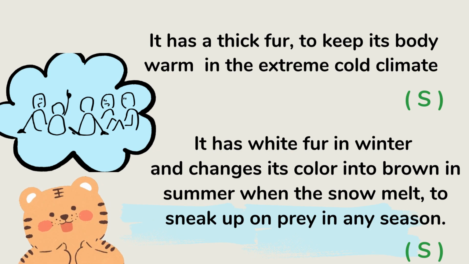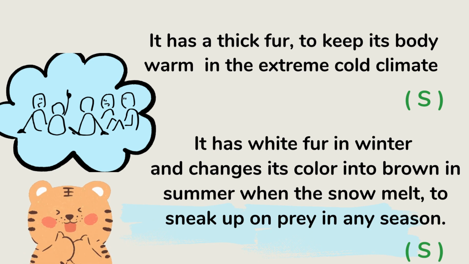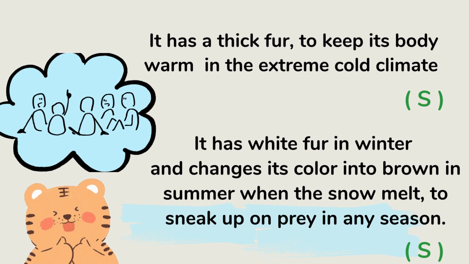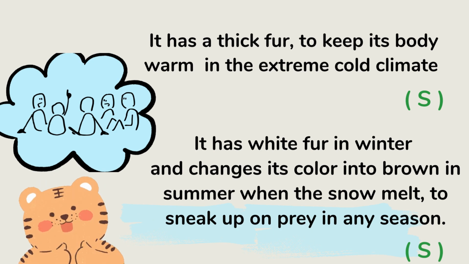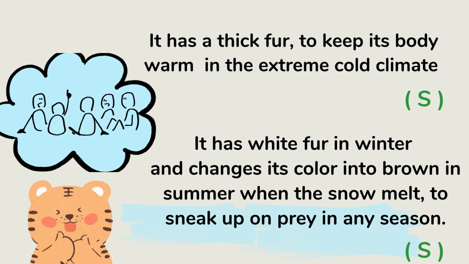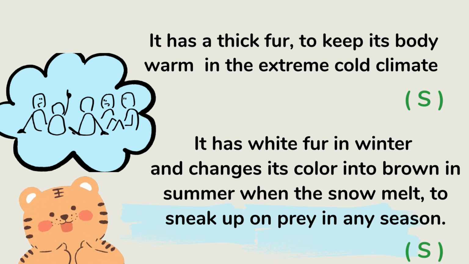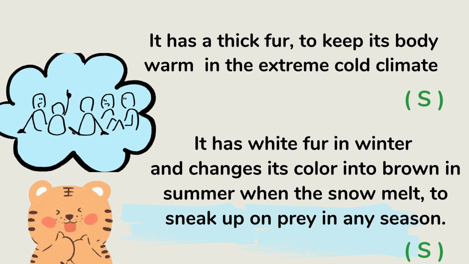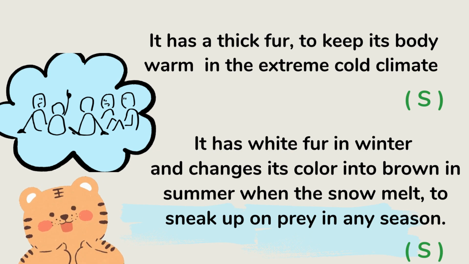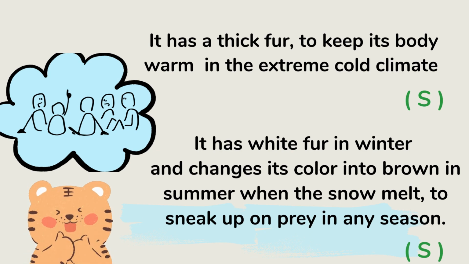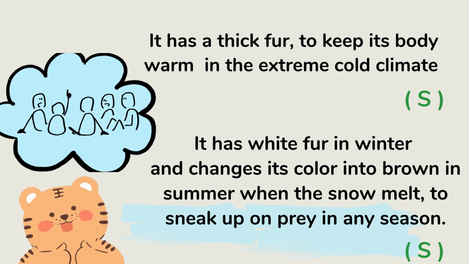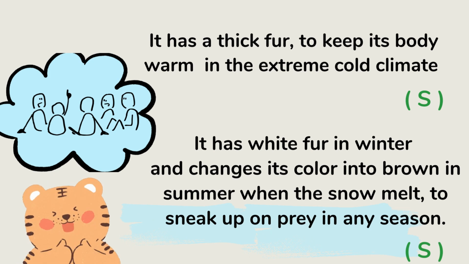I think it is clear that it changes the color of its fur to sneak up on prey in any season. So it changes color with the environment. It wants to blend in with the environment to sneak up on prey in any season. Okay, if it's winter, it is white as the snow is white. If it's summer, its color is brown like the surroundings. Okay, let's go to another point.